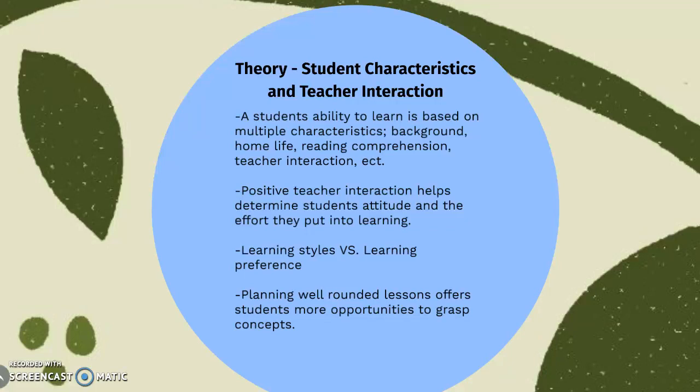A student might learn visually in math, for example, but get more from hands-on projects in science classes, which is kind of what the idea of learning preference is. Essentially, it is that students learn differently depending on the subject matter. This is why planning well-rounded lessons is important. It gives students more opportunities to grasp concepts if they are presented in multiple ways.